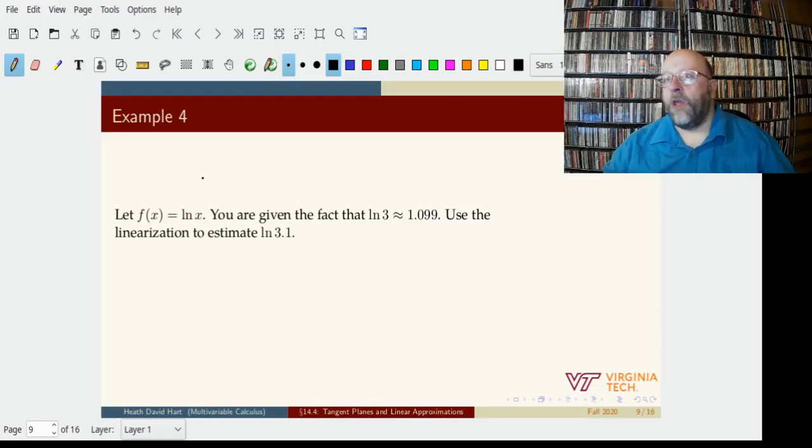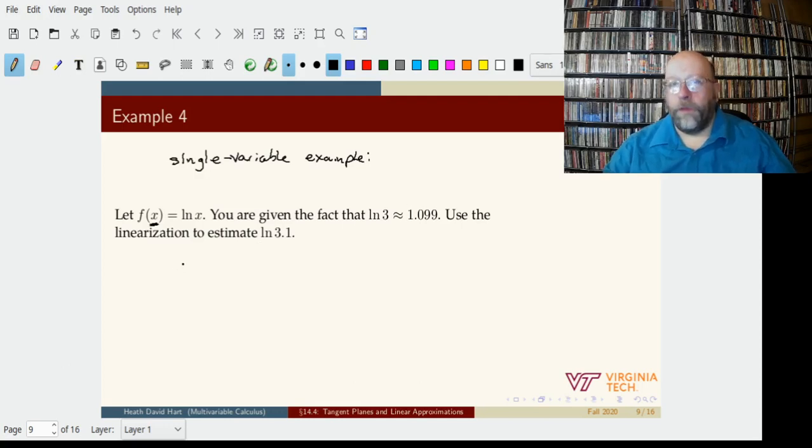And we can use linearizations. What they're used for a lot of times is for working out approximations. We did a problem like this in single variable calculus, and look, we're dealing with a single variable function here. So this is a single variable example. And then we'll do a multivariable example also. So right now we know that the natural log of 3 is approximately 1.099. And we would like to estimate the natural log of 3.1.